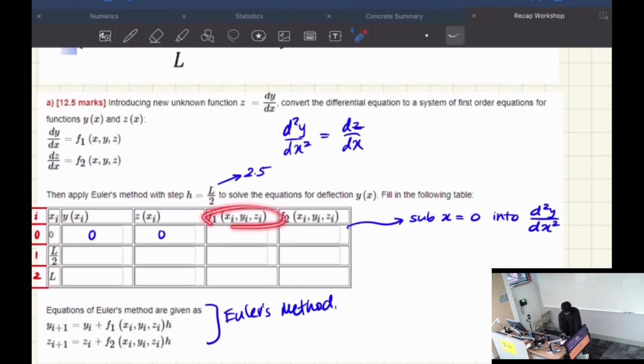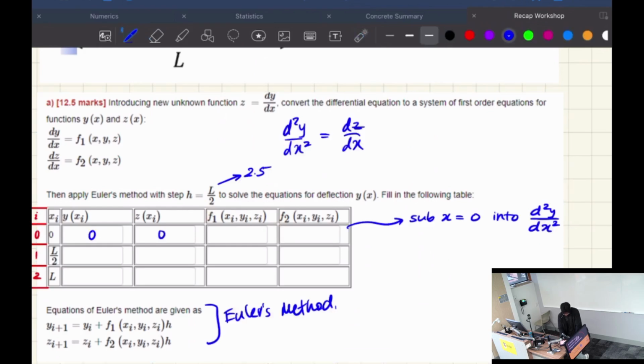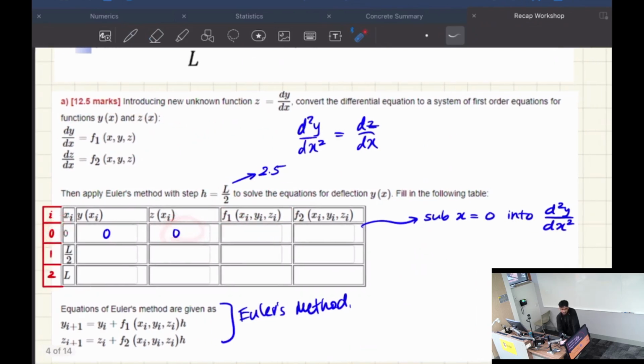Then the derivative. If we're trying to find f1, what is f1? dy on dx, right? What is dy on dx equal to, though? F1, yeah, that's true. What is it equal to? It's equal to z, right? So we're trying to find this at step 0. But we already know what z of 0 is, right? And because of that, we can just let this be 0.